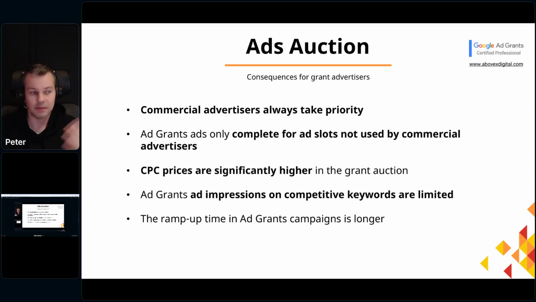What else do we have here? CPC prices are higher. I will show you a comparison. Ad impressions are limited, especially on competitive keywords if you're an ad grantee, and the ramp-up time is longer because you get those more inferior placements. You will not get as many clicks, and the algorithms will take longer to accumulate enough conversion data to optimize properly. That's why the ramp-up time is longer in grant accounts.